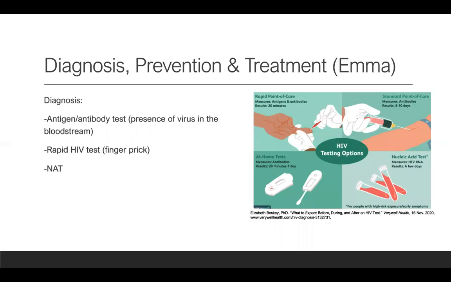The last test that is often done is a nucleic acid test. However, this isn't as common as the other tests, as it tends to be more expensive. An NAT test detects for the actual presence of the HIV RNA in the blood and is used to detect HIV 10 to 33 days after the exposure. In the photo to the right, you can see the different result times and what each test measures for. So for the rapid test, it takes about 20 minutes. For the standard test, it takes about 5 to 10 days. The at-home test takes about 20 minutes to 1 day, and the NAT test takes about a few days.